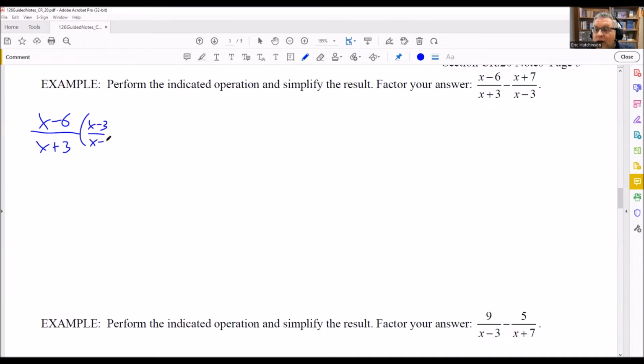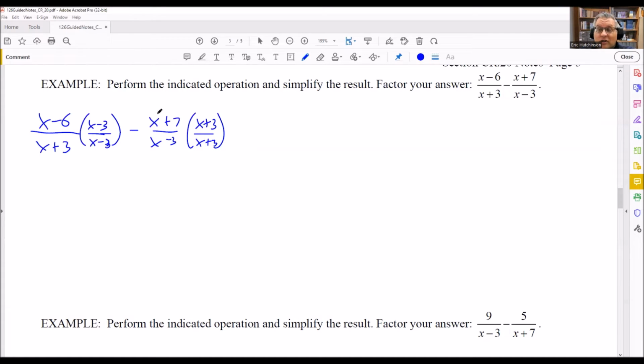I'm multiplying this by a power of 1 because then I'm not changing the original problem by doing that. This is technically 1, and multiplying something by 1 doesn't change it. Now the other one, I have x plus 7 over x minus 3. It has the x minus 3, but it's missing the x plus 3. So I'm going to multiply again by a power of 1 here. We're going to multiply across the top, and on the bottom, I like to keep that in the factored form.